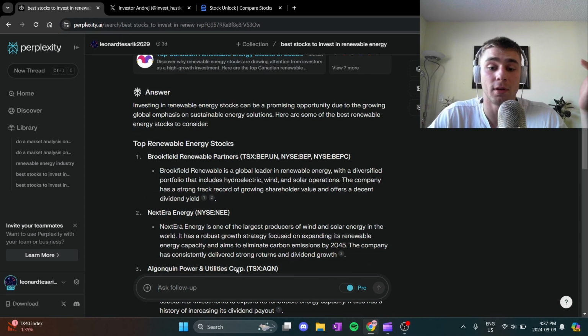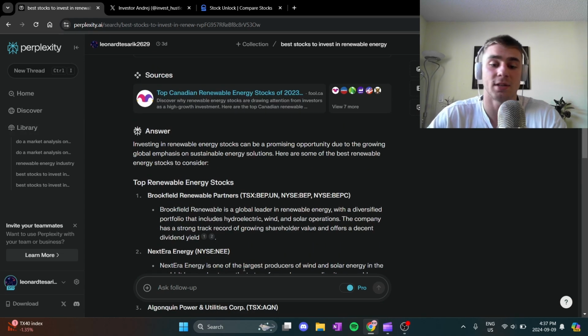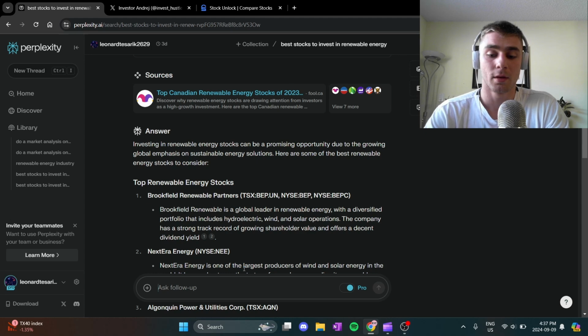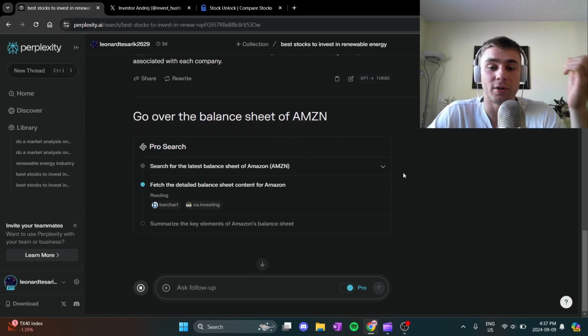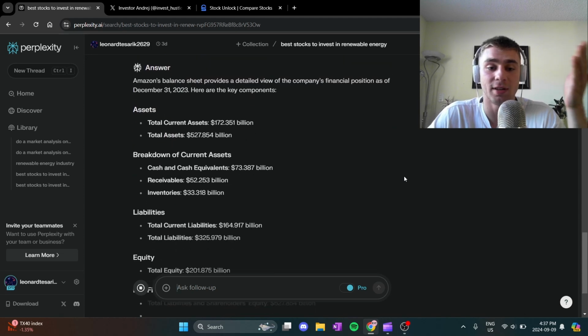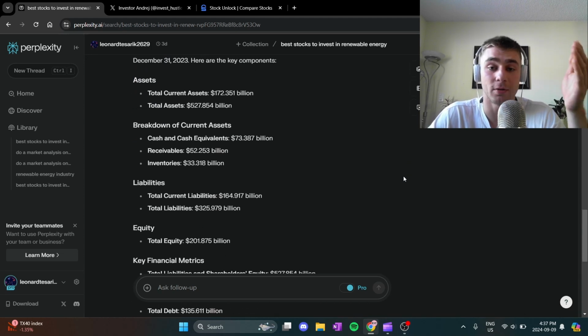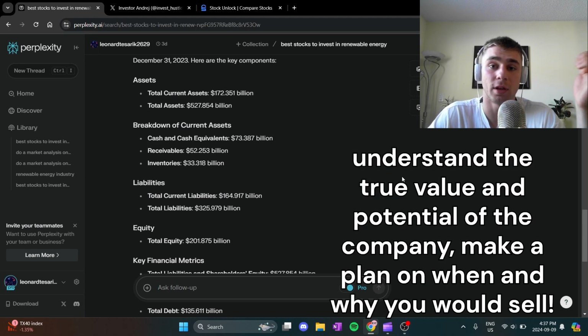And again, you can ask AI right here to go over the balance sheet of Amazon, and it can go over the balance sheet for you. But that doesn't mean you'll understand. The more you actually dig down into the business, the better you'll get at understanding it. And the more you understand the business, the safer you'll feel holding a company.